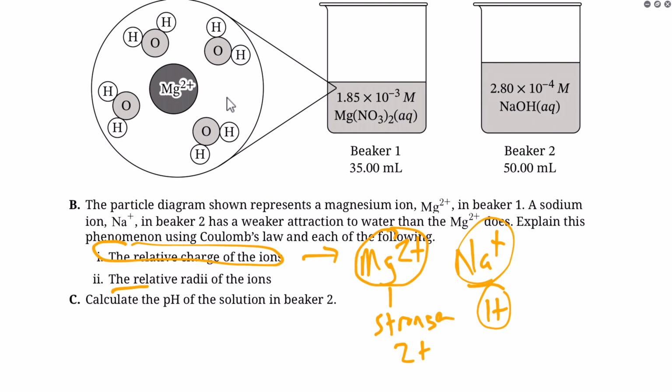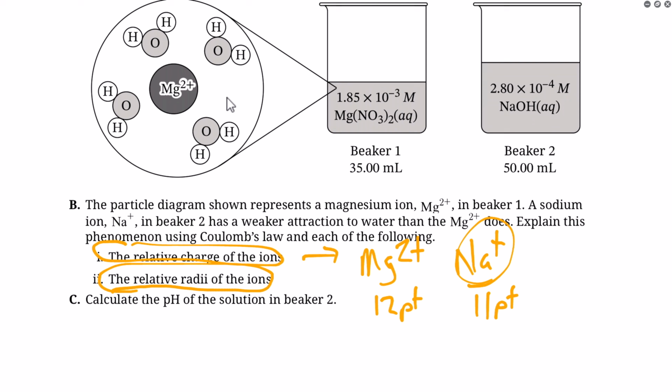How about the relative radii of the ions? Well, if we take a look at what's going on at a molecular level, I'm going to go ahead and erase these here. We know that magnesium has 12 protons in its nucleus and sodium has 11 protons in its nucleus. And so this part of the question has to do with the relative nuclear charge. Both of these actually have the same number of electrons in their structure because they are both ions. So as a result, the strength of attraction to the water molecules is directly correlated to the number of positively charged protons in the nucleus, or nuclear charge.